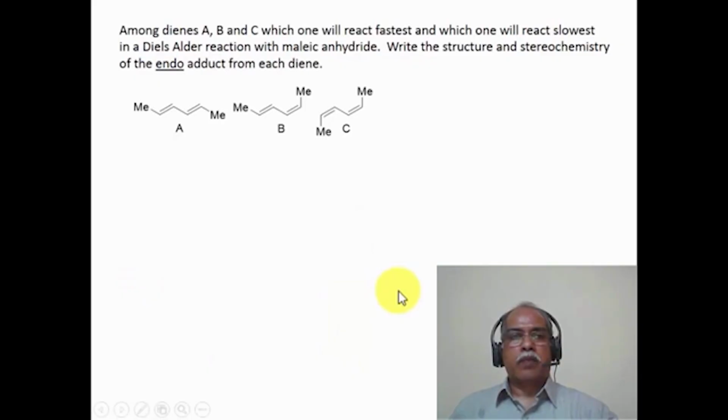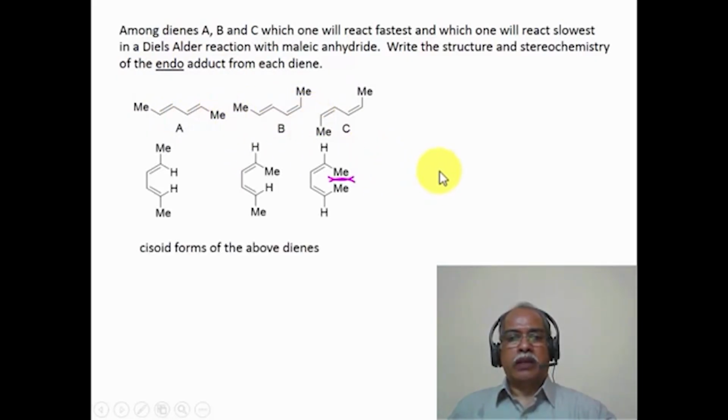Now let us consider problem number 2. There are three structures of the diene A, B, C given here. They are all diastereoisomers in terms of the stereochemistry of the double bond that is given. Among the dienes A, B, C, the question is which one will react fastest and which one will react slowest in a Diels-Alder reaction with maleic anhydride. Now write the structure of the product and the stereochemistry of specifically the endo adduct arising from each one of the dienes. These are all written in the transoid form, so one should transform the transoid form into the cisoid form, which is shown here.